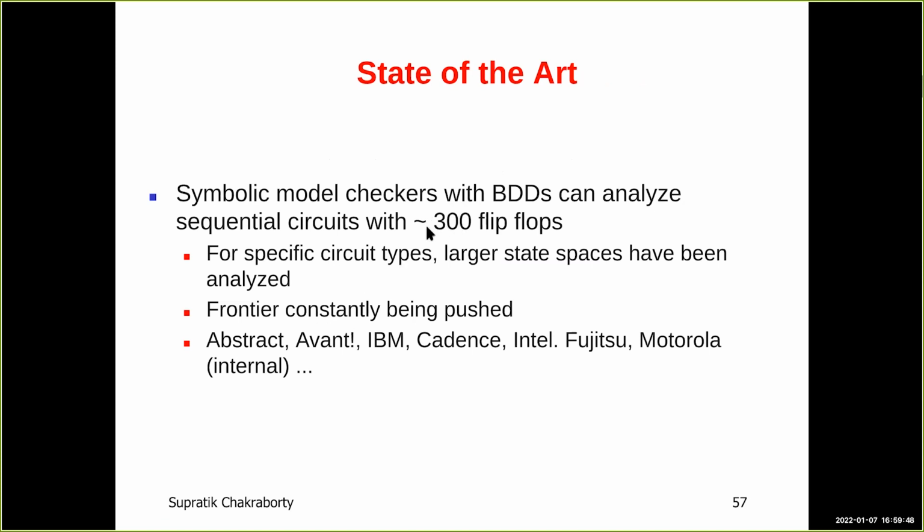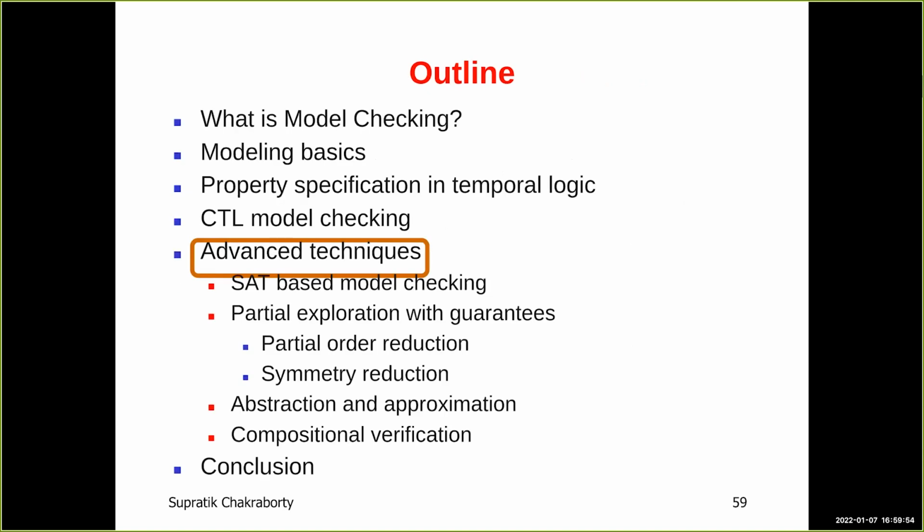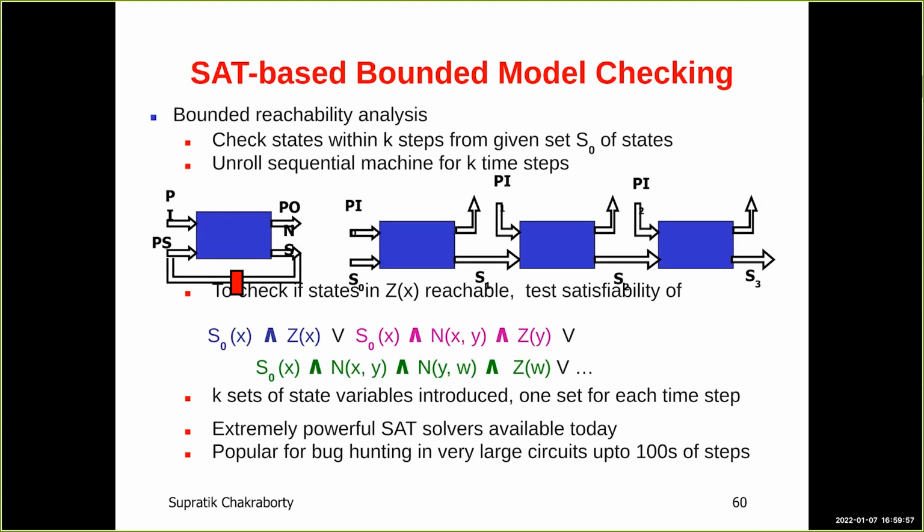I think a few hundred, probably even up to 500 these days, you can do with BDDs, but beyond that, you cannot do with BDDs. So what do we do when BDDs fail? This is something called bounded model checking, and I'm just going to explain this very quickly.